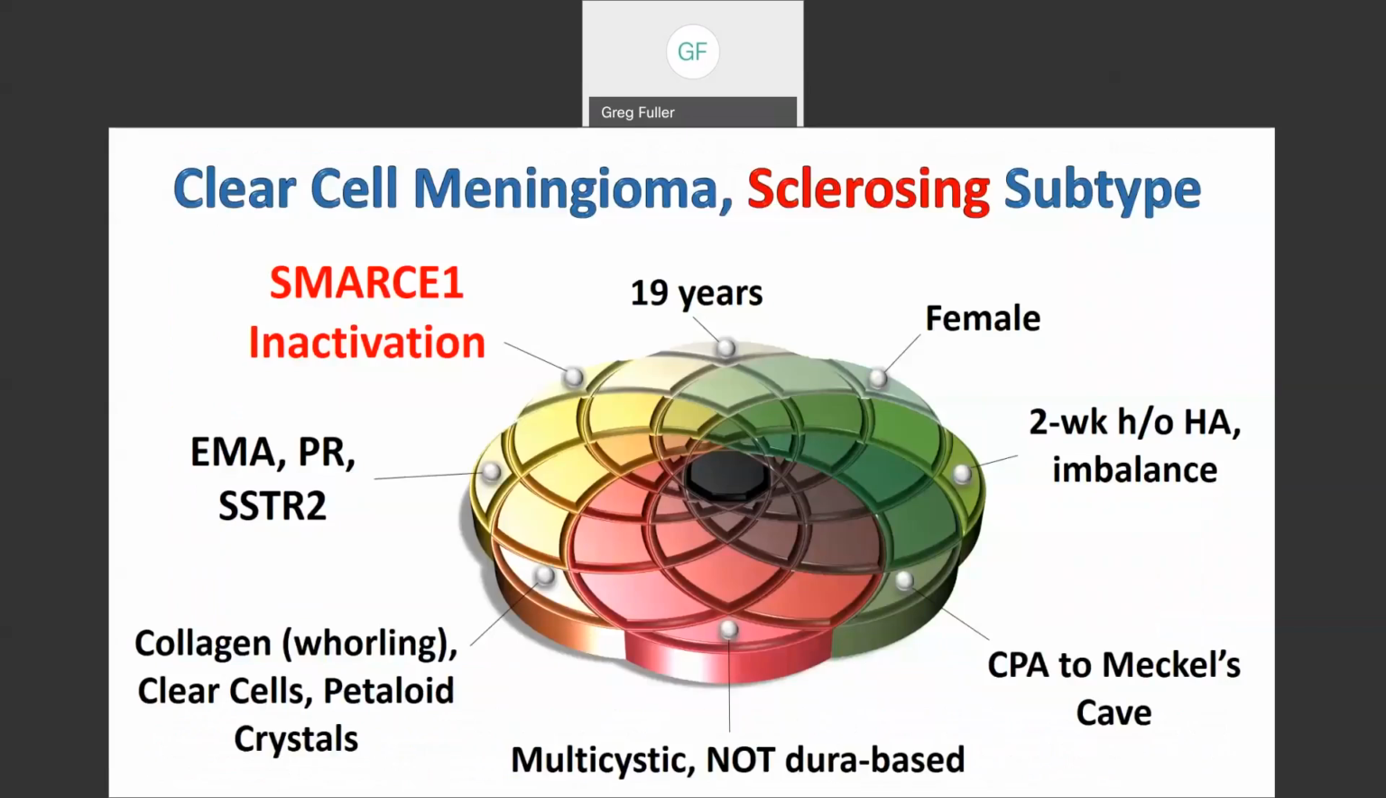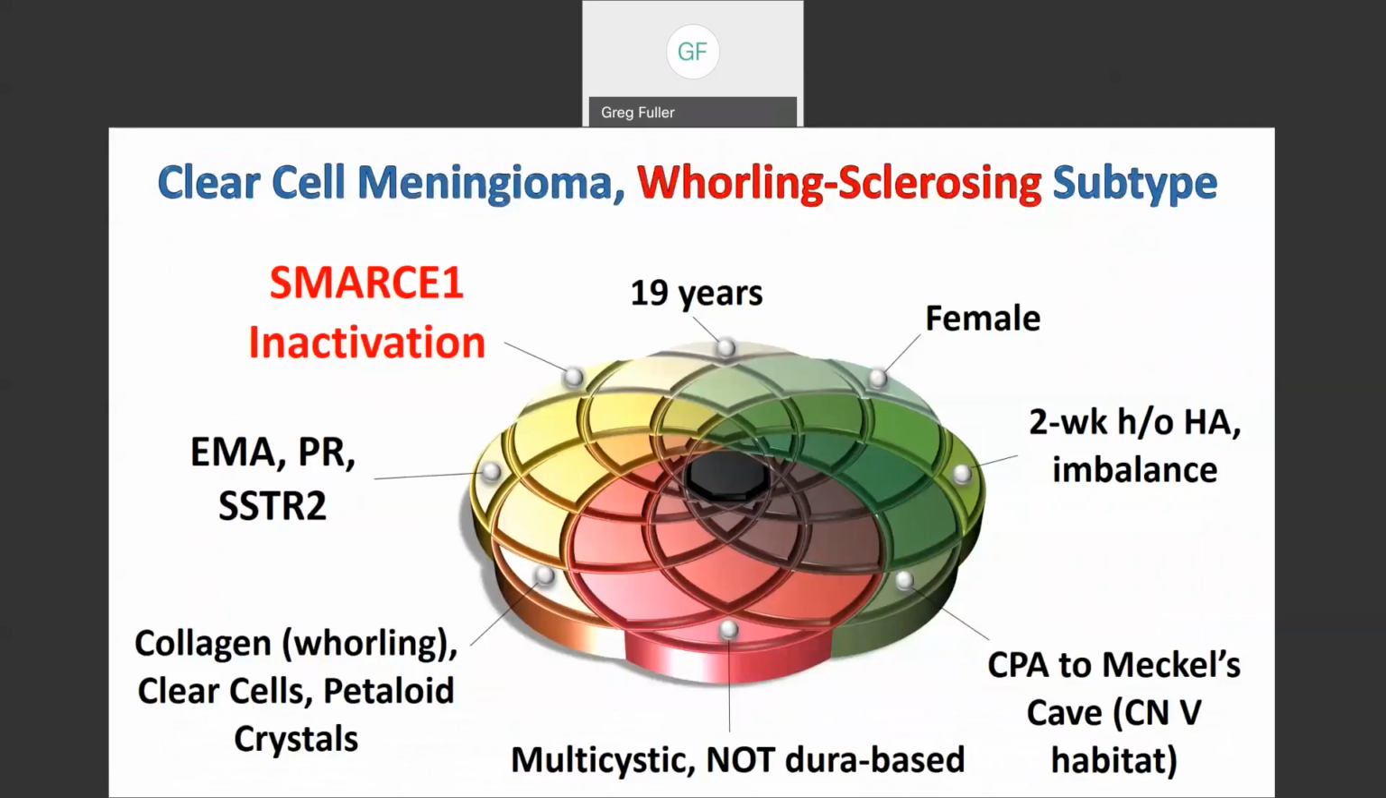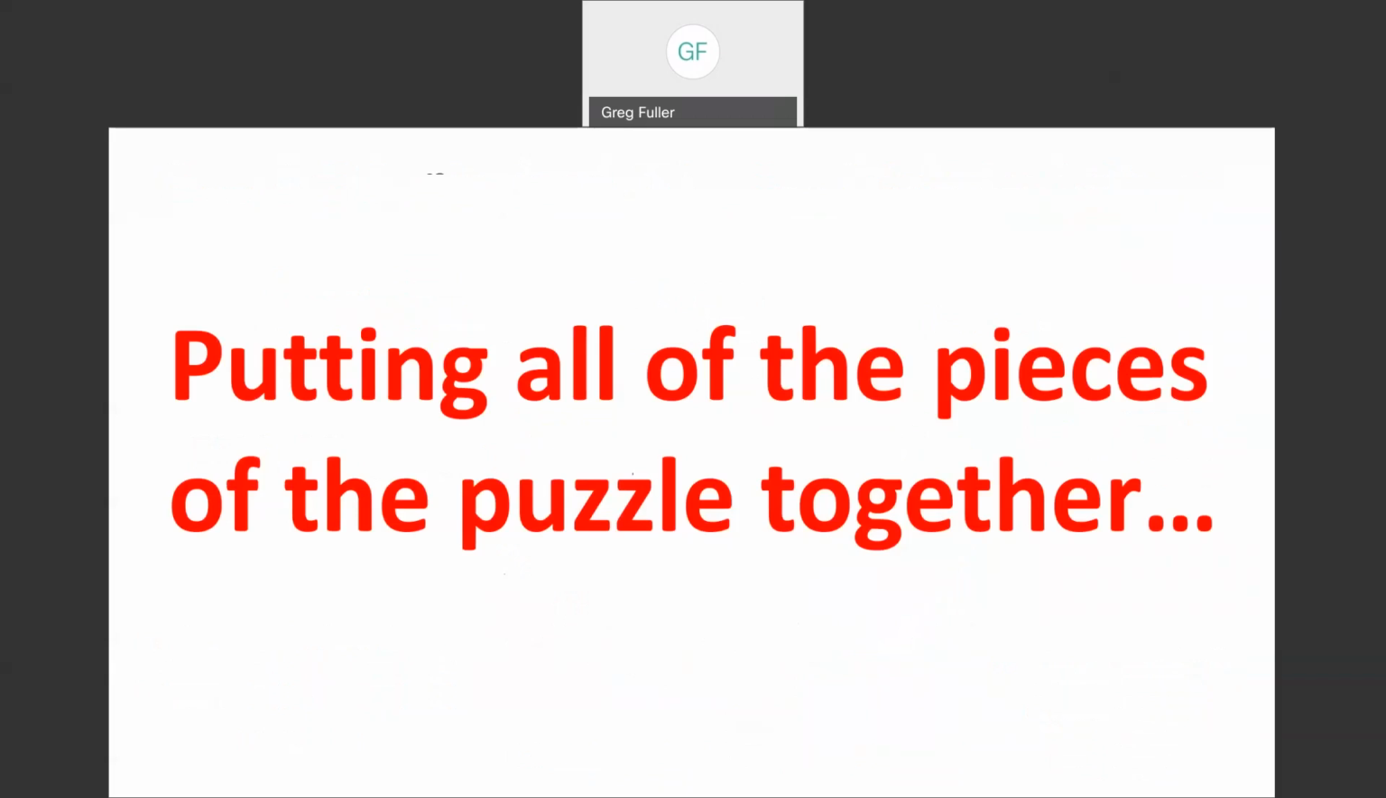Okay, so here it is. Let's complete this diagram for purposes of inclusion. Clear cell meningioma, sclerosing subtype, and let's add in the SMARCE1 inactivation, all right? I should have italicized that. My bad. Okay. And we could add clear cell meningioma, whorling, sclerosing subtype if we want to focus on the petaloid crystals, that sort of thing.